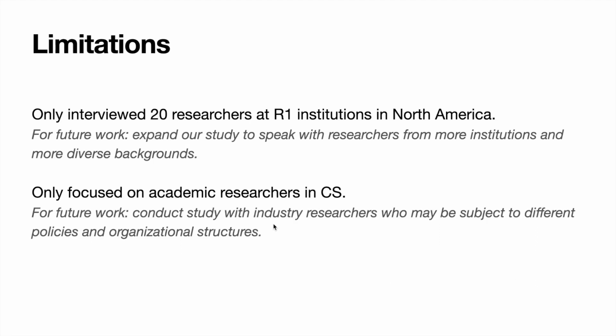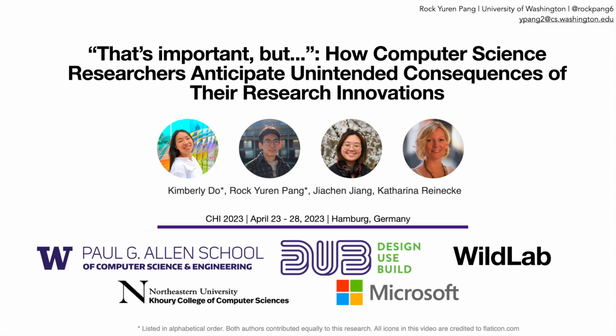And of course, our study is not without limitation. We only interviewed 20 researchers at R1 institutions in North America, and we have yet to hear opinions from R2 and smaller colleges. We also only focused on academic researchers in CS, which may have missed opinions not covered in our sample, including industry researchers. But overall, we are excited about the future of this line of work and how our work and future work can not only find new pain points in anticipating unintended consequences, but also design methods and tools to support researchers in doing so.